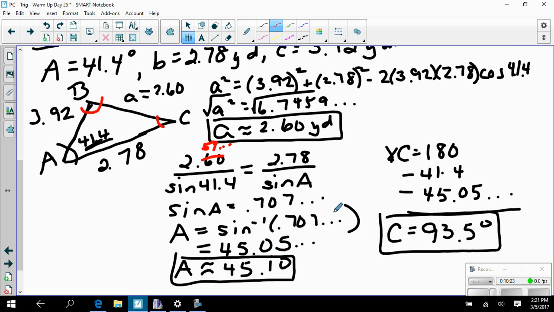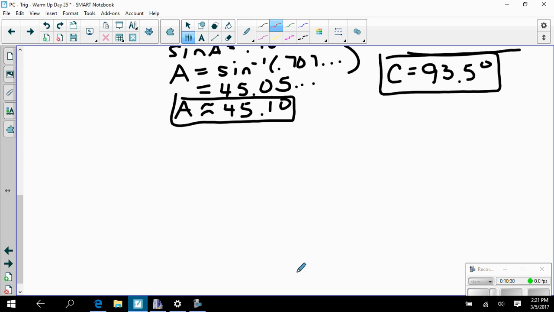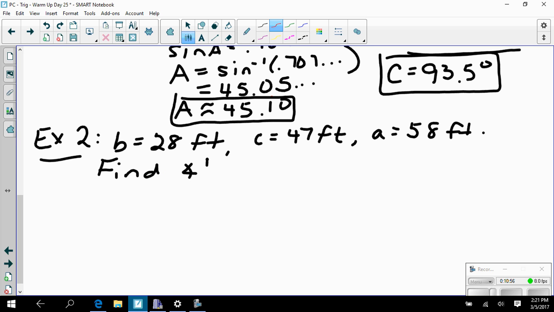Hopefully not. Okay, now there is another way to use law of cosines. So in this next example, I don't want to spend the time solving the whole triangle, so I'm just going to ask you for a specific side this time. I'm going to tell you that little b is 28 feet, little c is 47 feet, and little a is 58 feet. I'm going to specifically say find angle B.